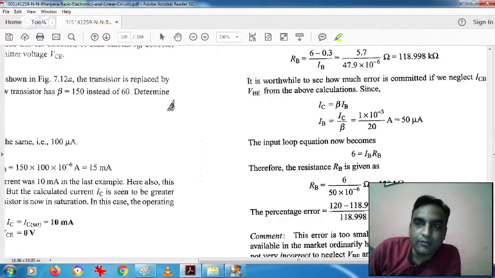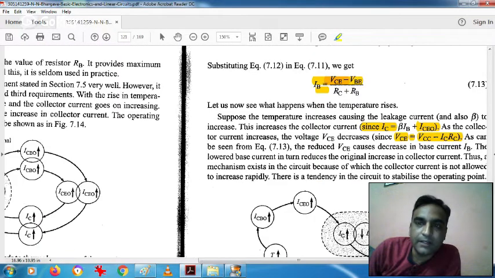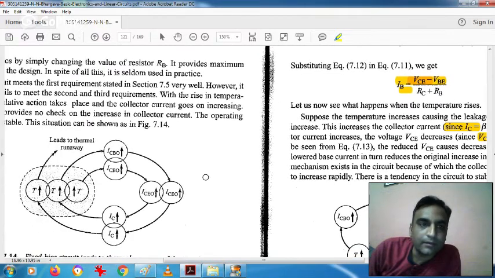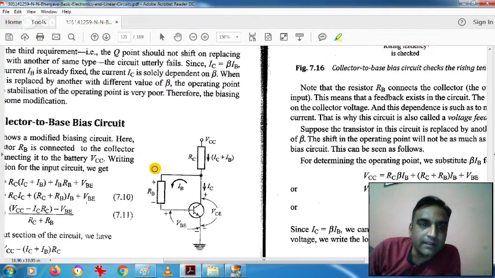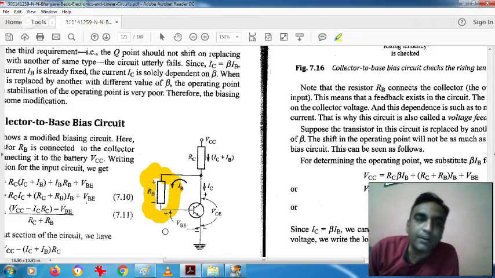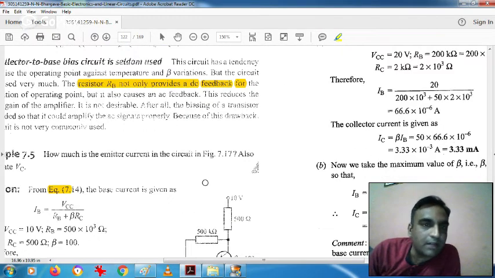The collector to base bias circuit has the feedback resistor. Let me show you that feedback resistor. This resistor RB is taking some portion of the output and giving it back to the input. So it reduces the gain of the circuit. That's why this circuit is not preferred: feedback reduces the gain of the amplifier, so this is not desirable. So this circuit is not used.